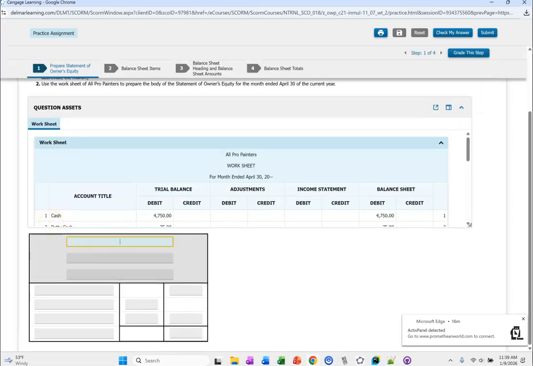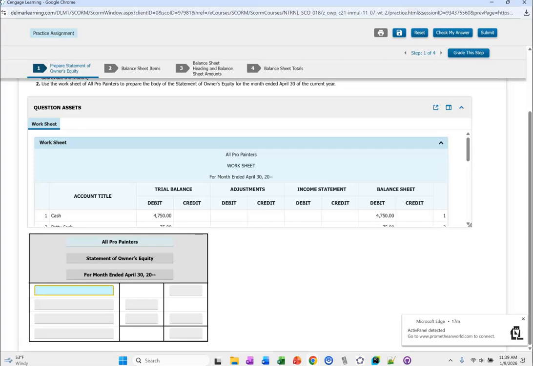Okay. So what am I going to put in this first line of the title? All Pros. You got it. And in the next line, good. And the last line here in my title, for month ended, whatever the date is on the worksheet, right? Okay.